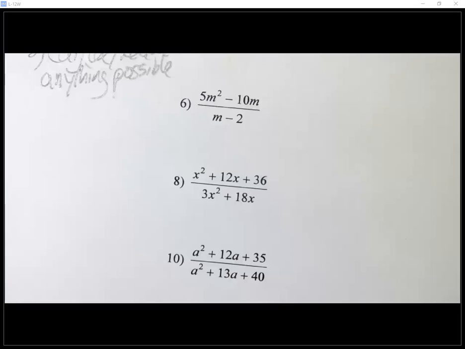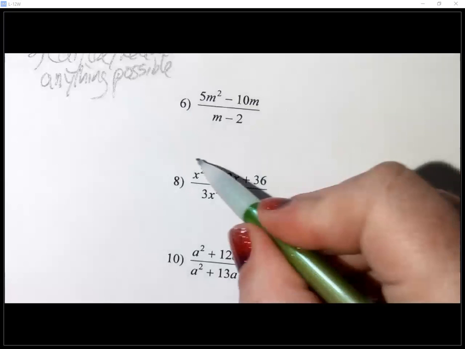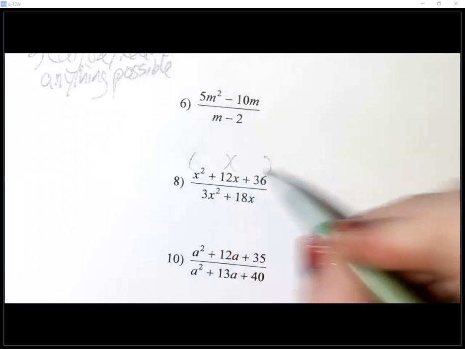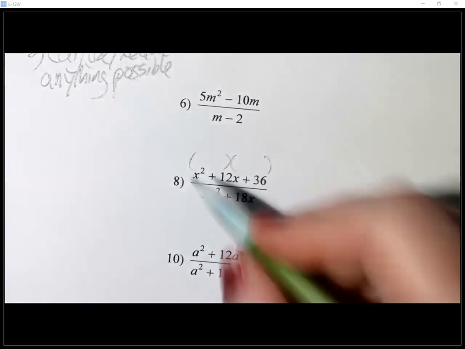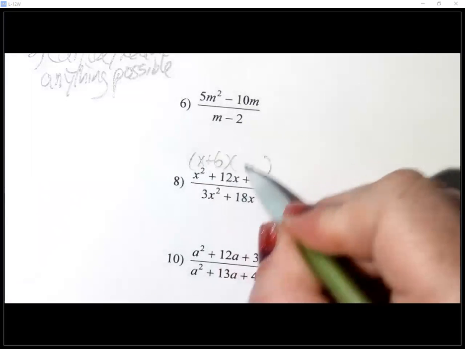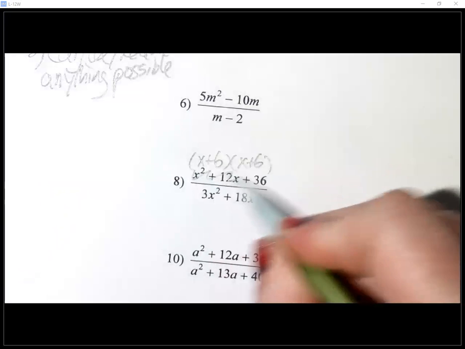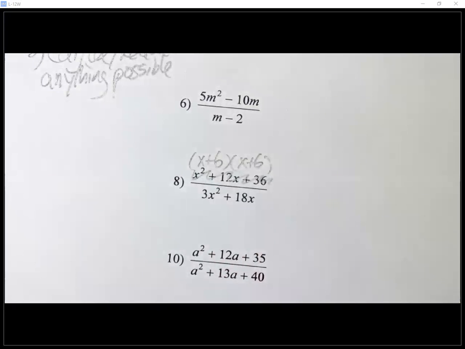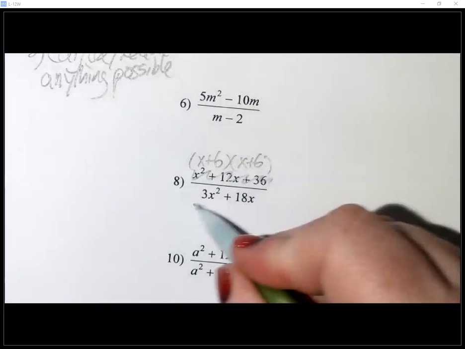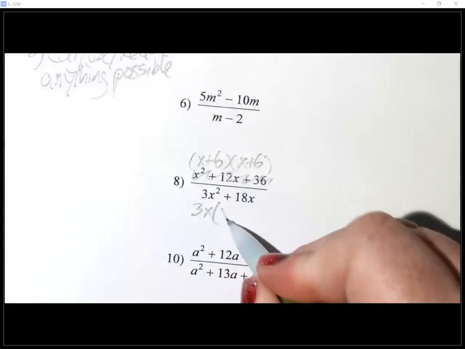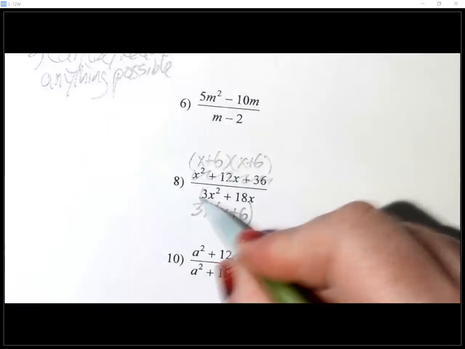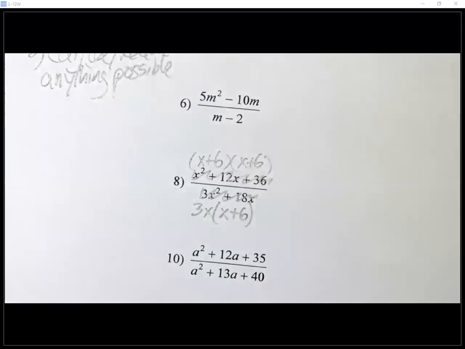Okay, you got an answer? All right, up top, what does that factor into? Yeah, x plus 6, x plus 6. All right, great, that one's done. Downstairs, what can I take out? 3x. And what do you know? I'm left with x plus 6. How cool. So now what can I do?